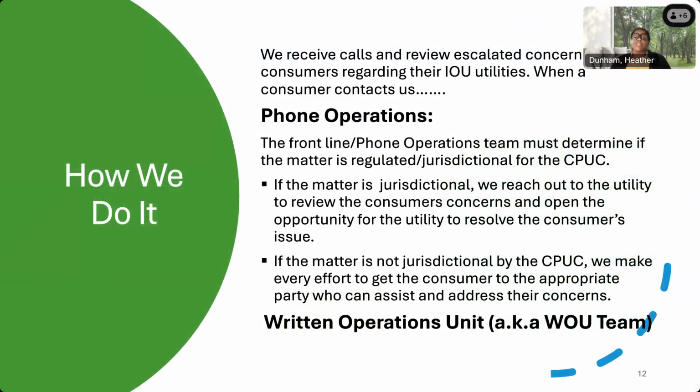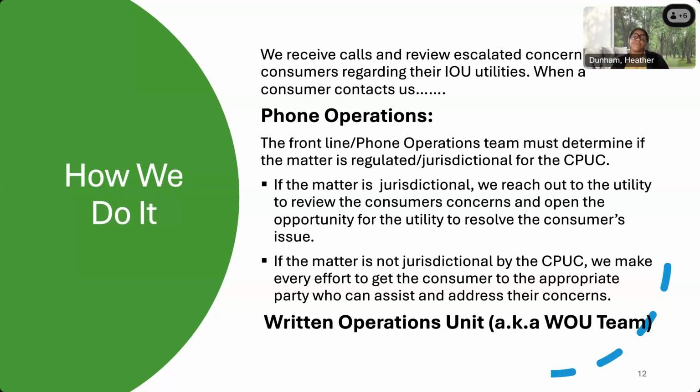So when you reach out to CAB, we'll go through a little bit of how we do what we do. When you do a phone contact, give us a call, this is really our front line. So on the phone operations team, which is actually the team that I serve on, when you call in, we're looking to determine if the matter is regulated, or we'll say jurisdictional, for the CPUC. If the matter is jurisdictional, meaning that it's something that we do regulate, we reach out to the utility to review the consumer's concerns and open the opportunity. So we're looking to open the opportunity for consumers to get their issues resolved through utilities before it goes into a written complaint. So this team is really handling more of our inquiries.